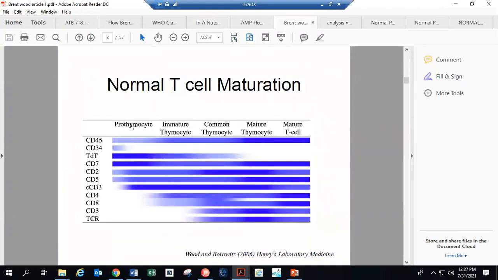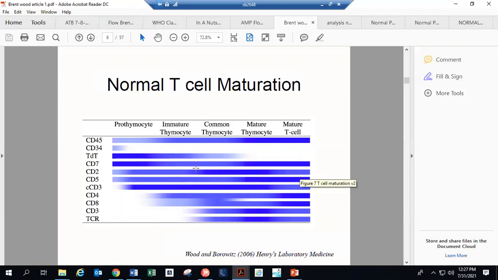Normal T cell maturation. This will be similar to what we have been reading: prothymocyte, immature thymocyte, common thymocyte, mature T cell. CD34 is early, negative, even dim. TdT will be the one. That's why we were talking about the cytoplasmic TdT tubes and cytoplasmic MPO tubes.